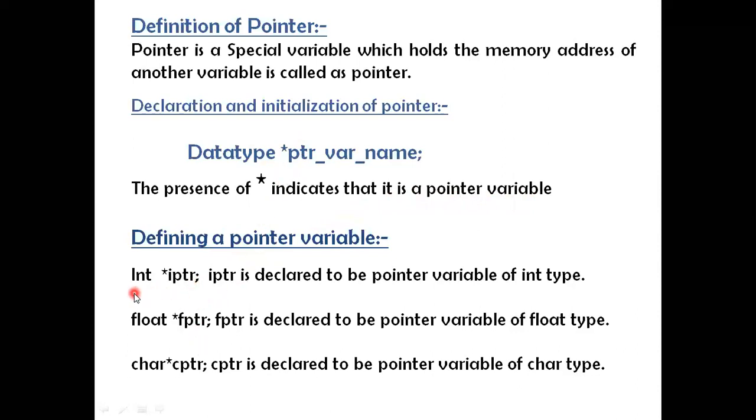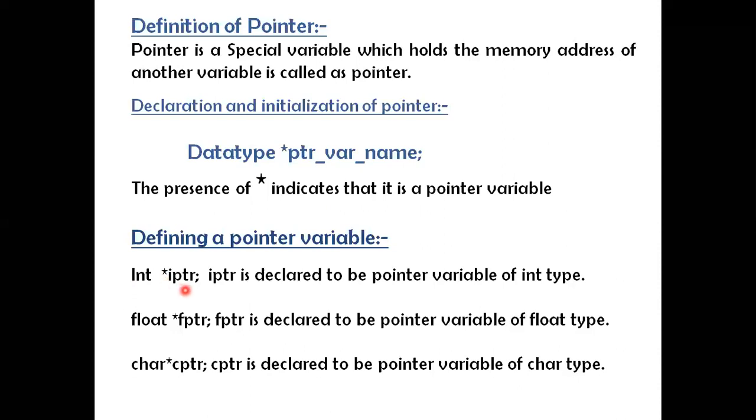The first one, int star IPTR. Int is the data type. As we all are familiar with the basic data types: integer, float, character, long, double. These are all the basic data types which we use in most of the programs. So here I'm using the data type as integer, one blank space. What is this? Star. Star indicates that it is a pointer variable.